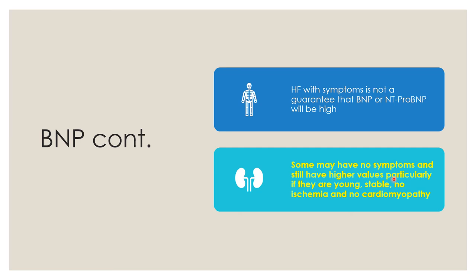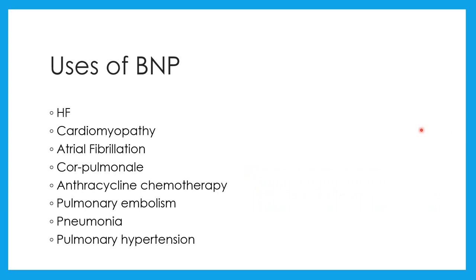What I'm saying here is that they don't have the signs and symptoms because they are young, because they are stable, because there's no myocardial infarction going on right now, and they don't have any cardiomyopathy. That is why their BNP is high. Truly, they have heart failure, but they are not having symptoms, they are not having signs yet. Uses of BNP: in heart failure, in cardiomyopathy, in atrial fibrillation, in cor pulmonale, in anthracycline chemotherapy, pulmonary embolism, pneumonia, pulmonary hypertension. All these conditions can give dyspnea. Then looking for the value of BNP is welcome.